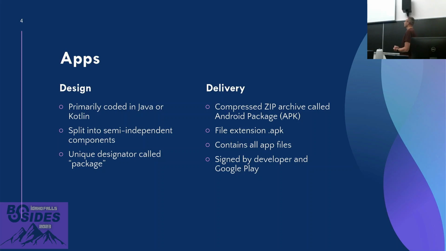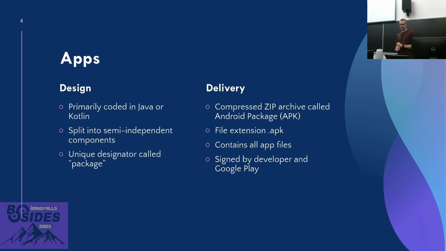So let's start with a quick crash course on Android application design. An Android app is primarily coded in the programming languages of Java, or more recently Kotlin, which is a new language for Android that Google has been working on. An Android application is split into several different components. These components are generally somewhat independent from each other. We'll talk a little more about that later. And each application is given a unique ID designator called a package. So if you're trying to acquire a particular Android app's files for analysis, you're going to want to know the Android package. We'll dive into that in a little bit as well.